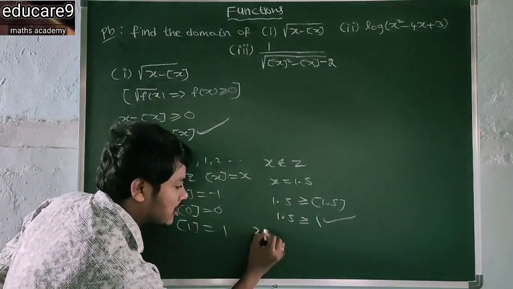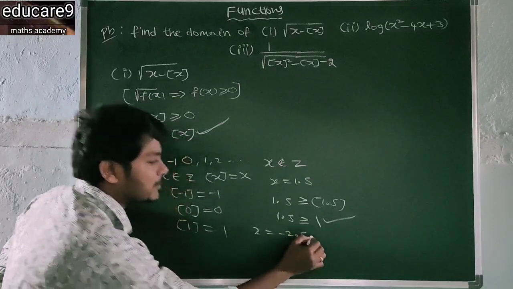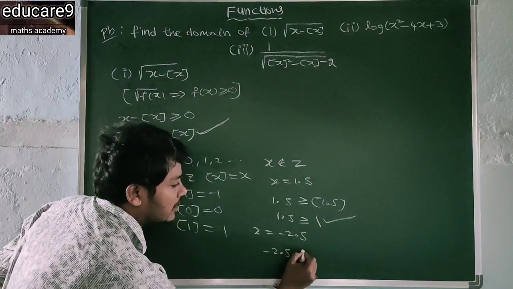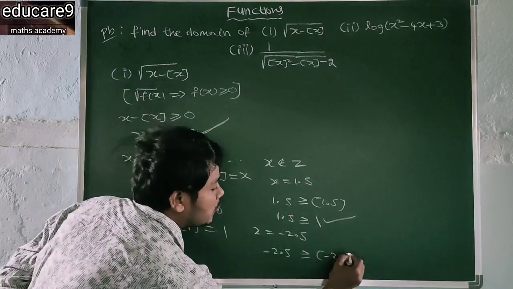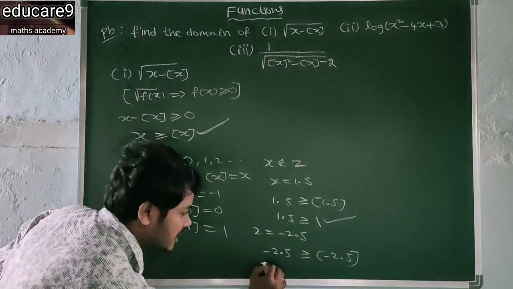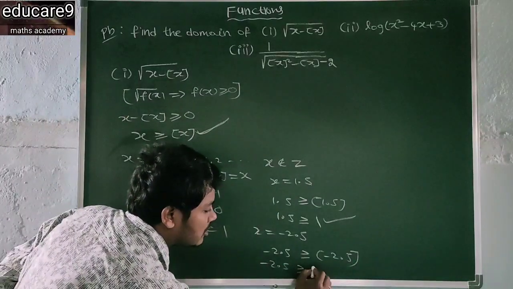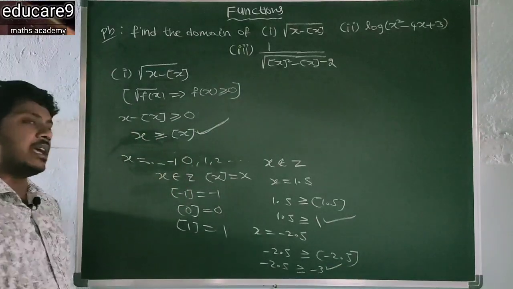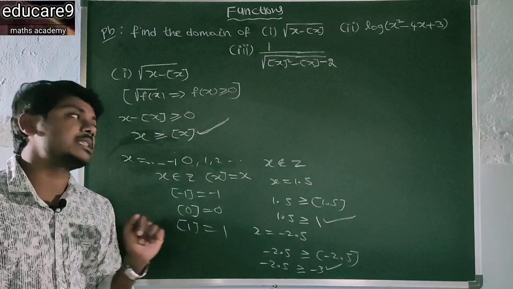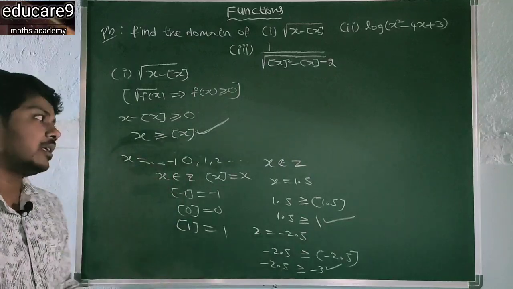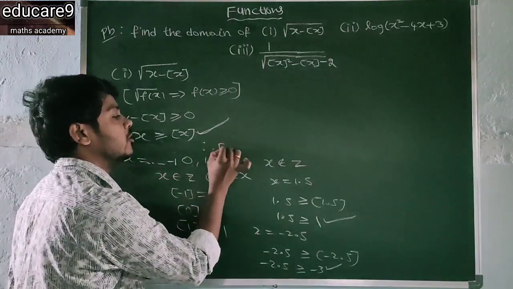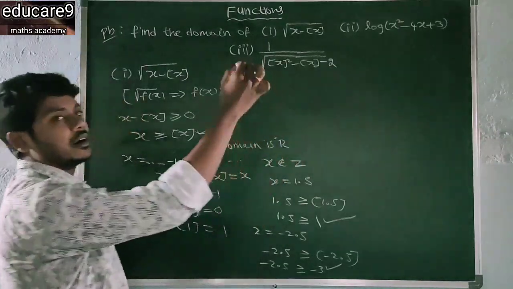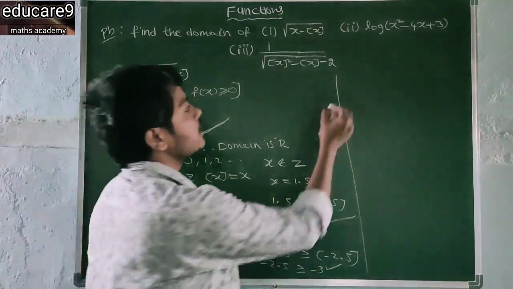For example, x is equal to minus 2.5. Now substitute here minus 2.5 is greater than or equal to step of minus 2.5. So this is minus 2.5, it is greater than or equals to minus 3. So this is also satisfied. So clearly for every real value of x, this condition is satisfied. So therefore domain is R. Okay.